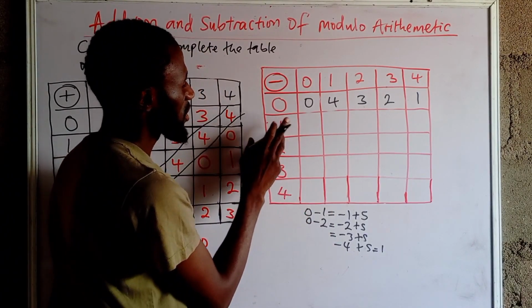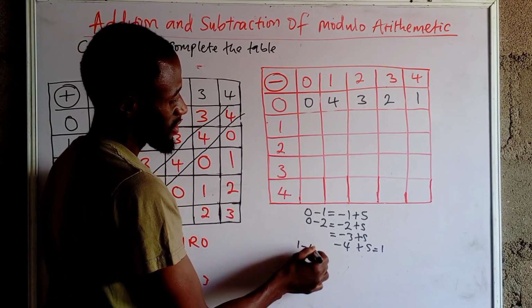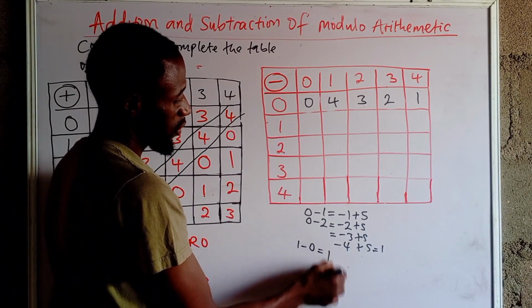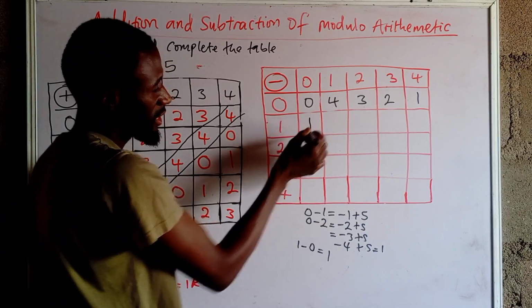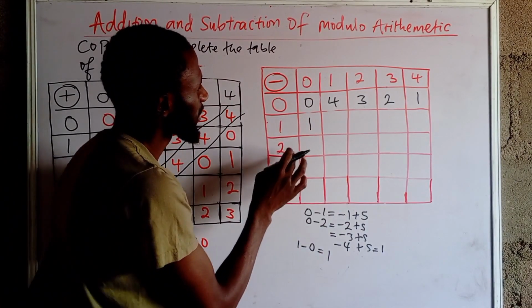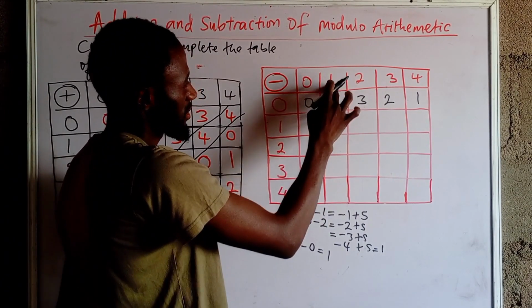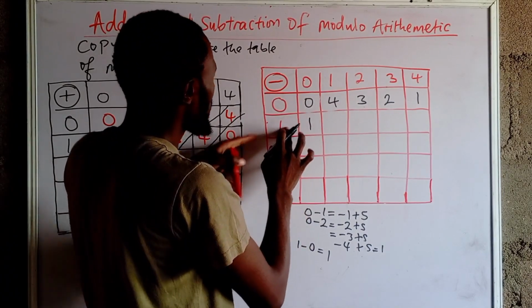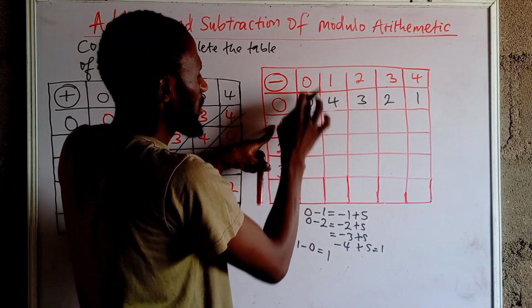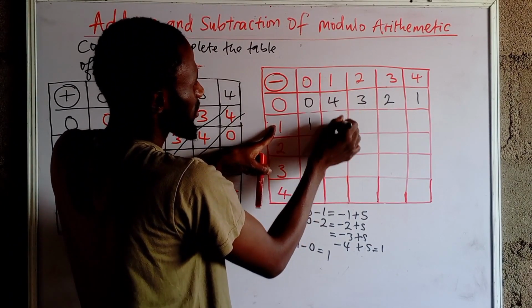In the case of this one, 1 minus 0. If you have 1 minus 0, the answer is 1. That is, here is equal to 1. Okay. Then 1 minus 1, here is 0.